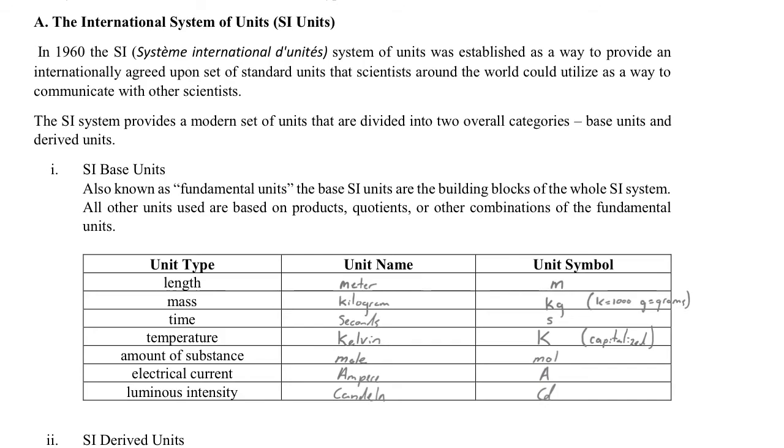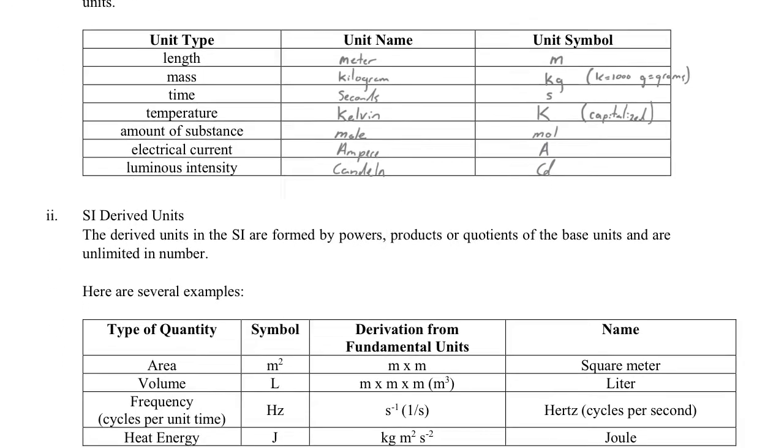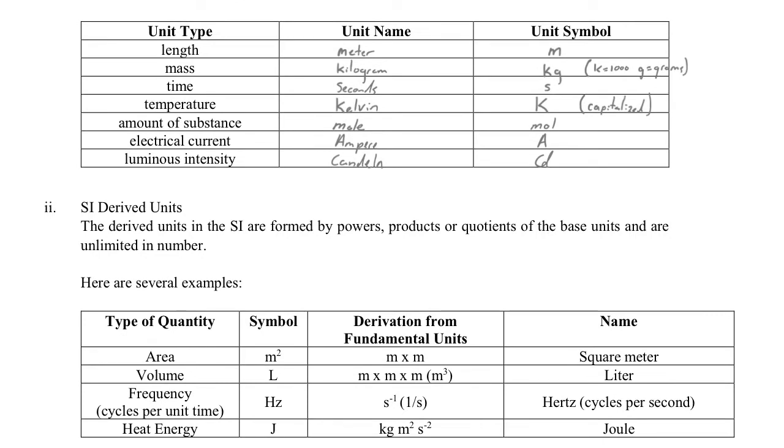Now, what if we had to take measurements that did not fall into one of these simple categories? Say, for example, volume. Notice that volume isn't on this list, but we measure volume all the time in the lab. Well, that's where the SI-derived units come in. SI-derived units are units that we can derive from the SI base units. Theoretically, any type of unit that we might want to use can be derived from some combination of the SI base units. For example, area is described as a square meter in the SI system.